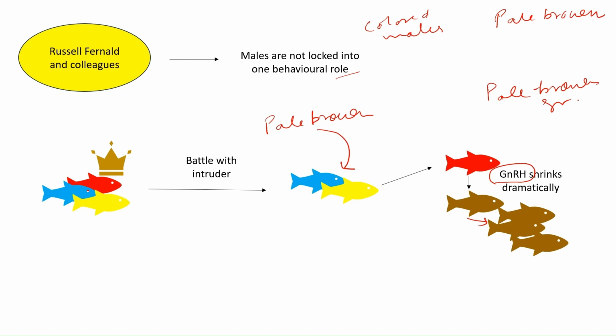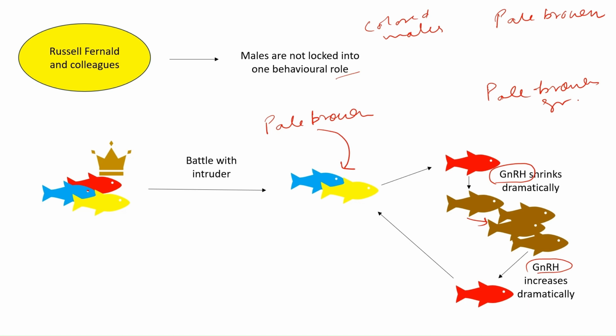Whenever there is an opportunity that they can enter inside the group, maybe by fighting with the territory owner, they have expelled the owner. So now they have the chance to enter the group. What will it do? It will change its color from pale brown to colorful. And during this change, again, there will be a dramatic increase in GnRH. And finally, it will enter inside the territory. So there is a continuous changing of behavior, colored to pale, pale to colored, and also a territorial male to a non-territorial male and a non-territorial male to a territorial male.